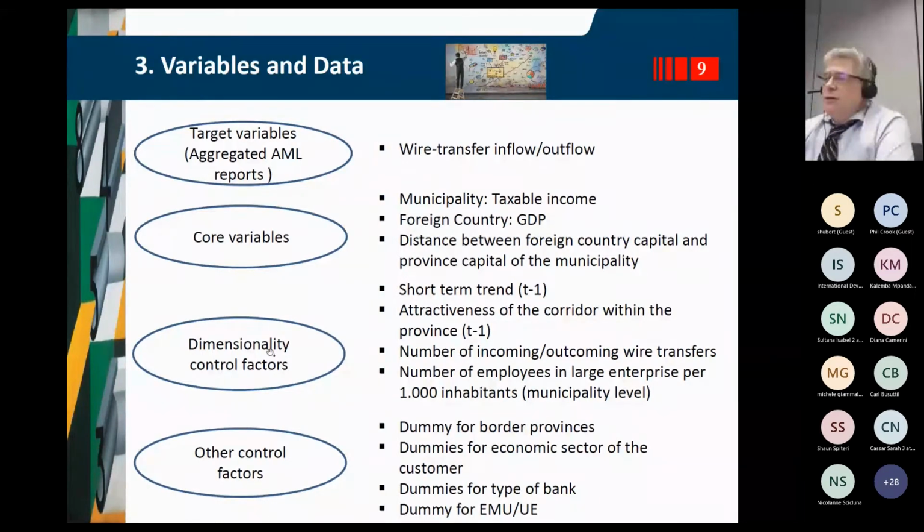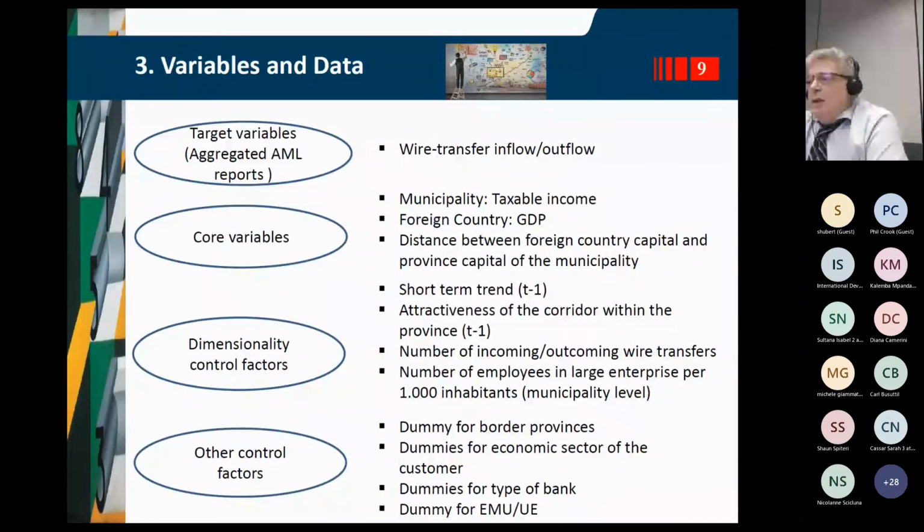To take into account also dimensionality, we add in the second block the short-term trend, that is the flow of the last year. We also put an indicator of attractiveness of the corridor within the province, that is the ratio of the short-term trend and the total province flows, depending on the direction. We also add the number of wire transfers from and to abroad in the current year. We also consider the number of employees in large enterprises per 1,000 inhabitants at the municipality level, to take into account the industrial complexity of the municipality.